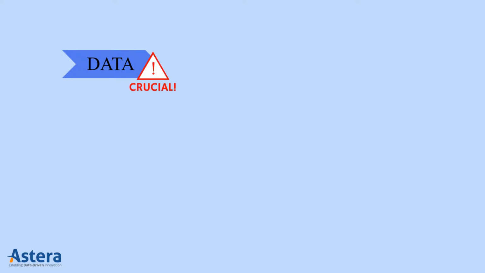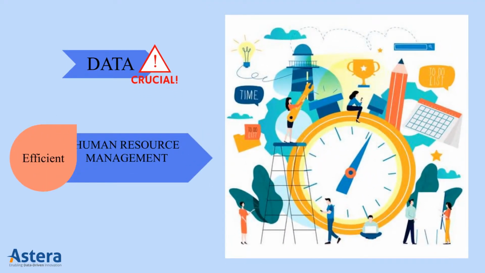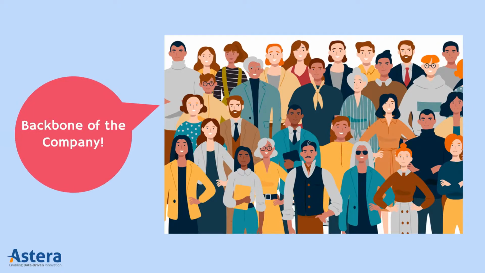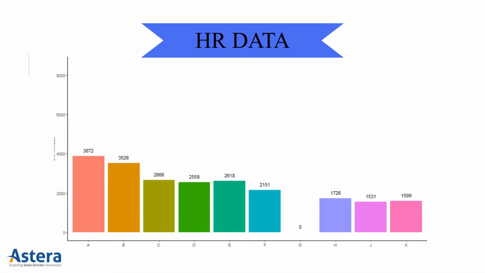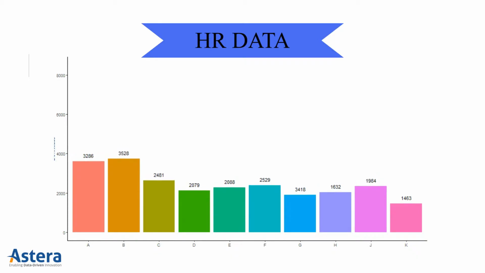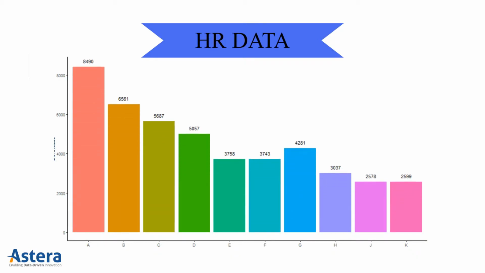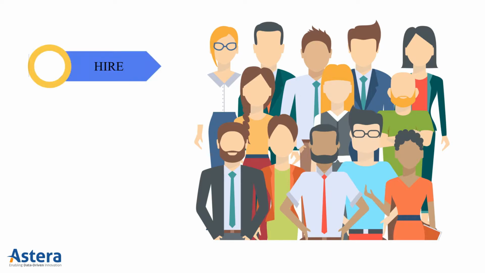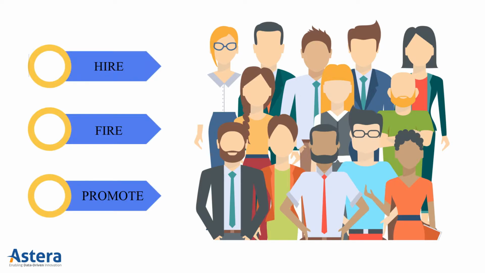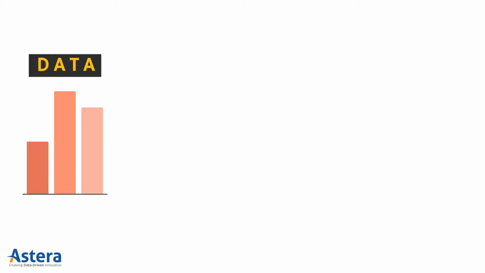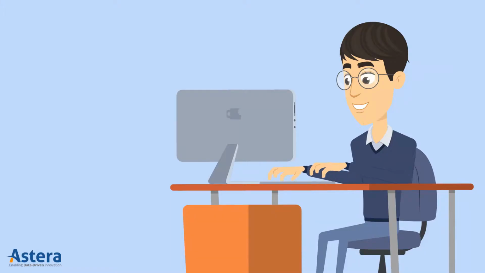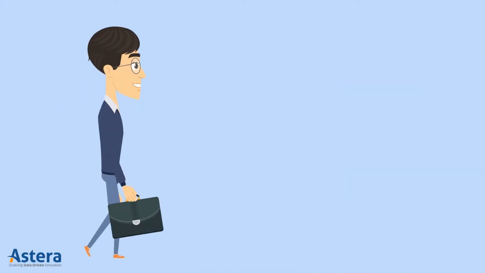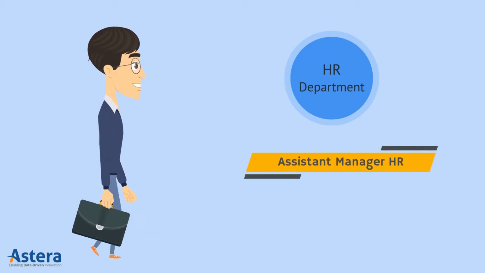This data is crucial for efficient human resource management since employees make the backbone of a company, and without its employees, a company won't exist. Data for the HR department is always dynamic, especially in the case of large organizations. A company may hire, fire, or promote its employees frequently, which means that the data is continuously changing and varies from month to month. This is Andrew, who works in the HR department as the assistant manager of HR.